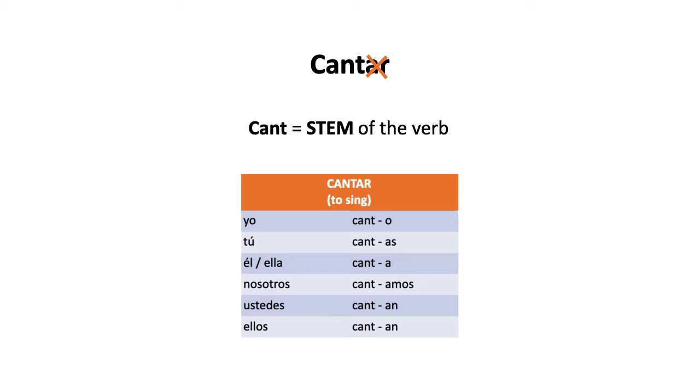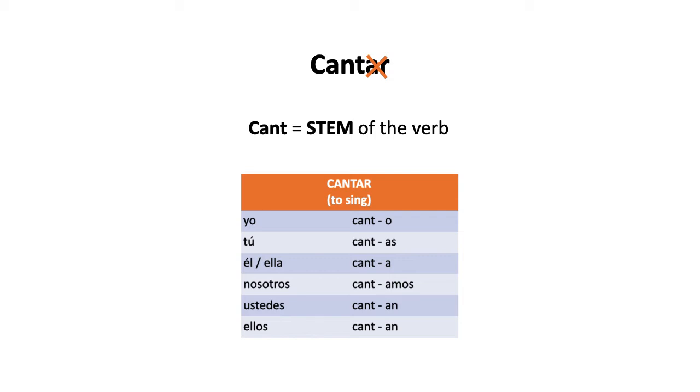We have endings for AR verbs, we have endings for ER verbs, and we have endings for IR verbs, right? You should know those endings already. So after you remove the ending, you add the endings that you need depending on the type of verb that it is. So for cantar, I've added the AR endings, which are o, as, a, amos, an. And this is the result, right? Yo canto, tú cantas, él o ella canta, nosotros cantamos, ustedes cantan, ellos cantan.